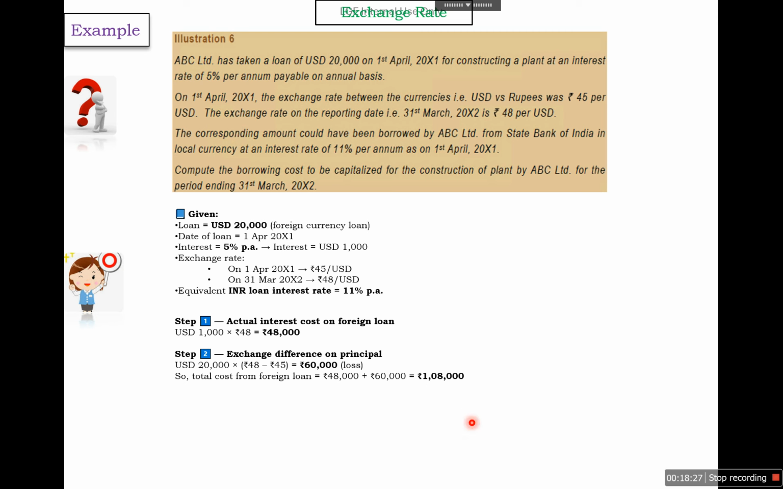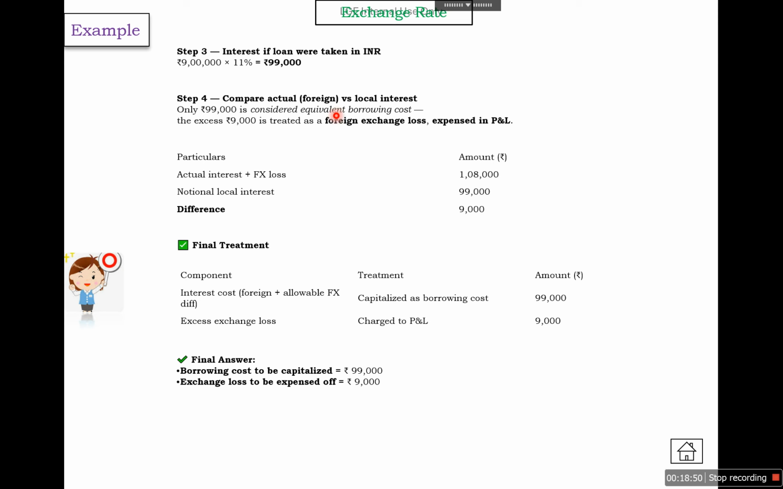Here the total amount in foreign currency is 1,08,000: 48,000 for interest and 60,000 exchange loss. But in Indian currency, if we had borrowed 20,000 USD at the rate of 45 rupees per USD, and the interest rate was 11%, it would have been 99,000. So up to 99,000 we can capitalize, and 9,000 we need to treat as an expense in P&L.